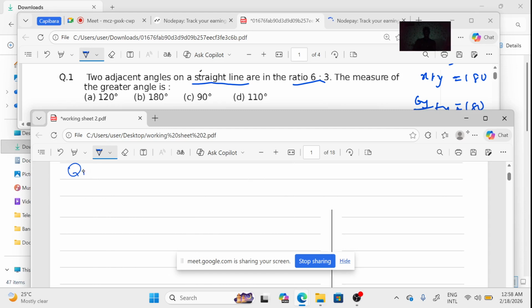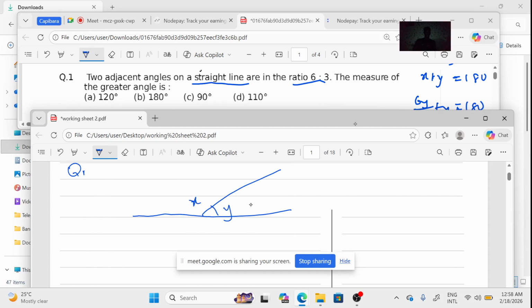Let's do it again. So question 1 said two adjacent angles are on a straight line in ratio 6 to 3. Let's do it this way first. So this straight line, this is angle y and this is angle x.